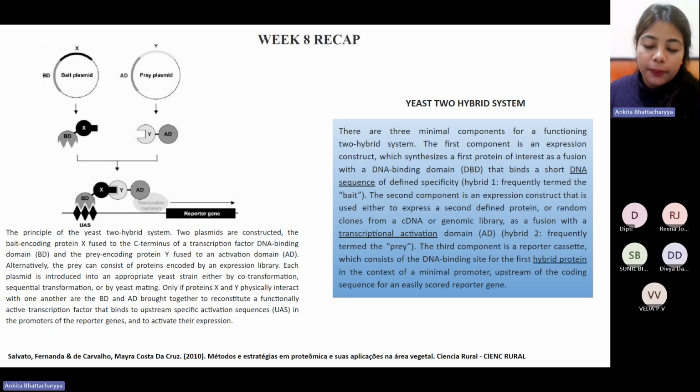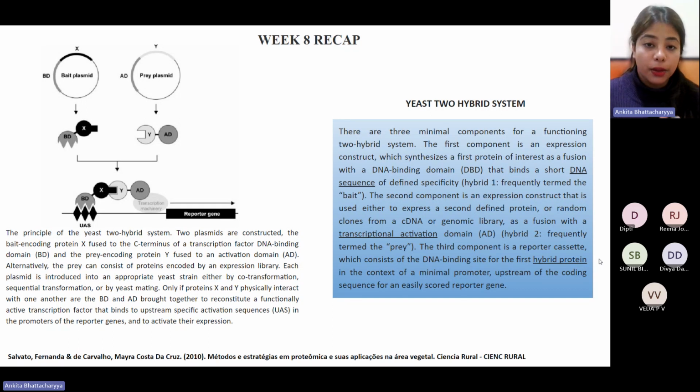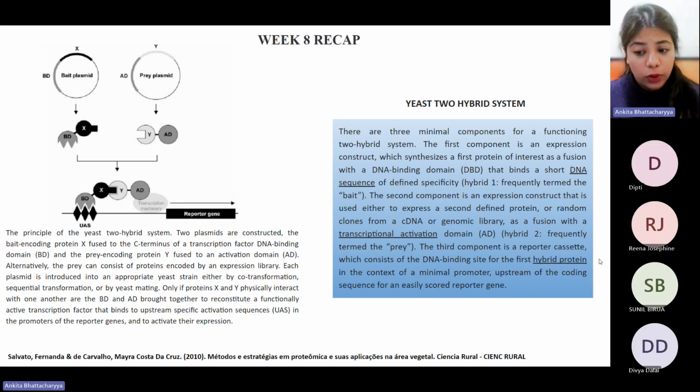We want to get into that. So what is the need for these two hybrid systems? I think we had discussed the ways in which DNA-protein interactions and protein-protein interactions can be studied inside the cell. We had talked about the filter binding assay, we had talked about EMSA, and these are techniques that have evolved several decades ago.